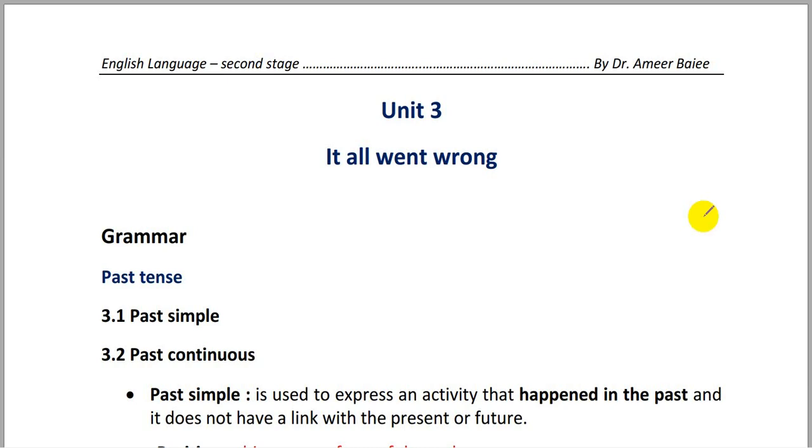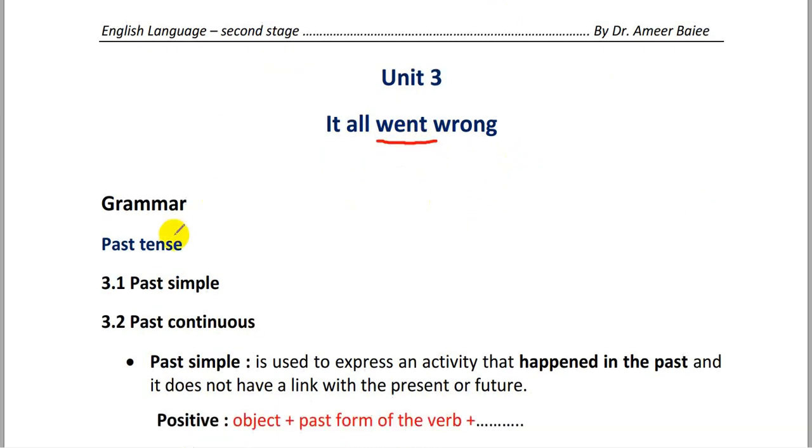This is the third lecture regarding English language for second stage civil engineering department students. Unit 3, it all went wrong. الوحدة الثالثة. From the title of this unit, we can recognize that this unit is devoted to the past tense. Went is the past form of the verb go. هذه مخصصة للزمن الماضي.